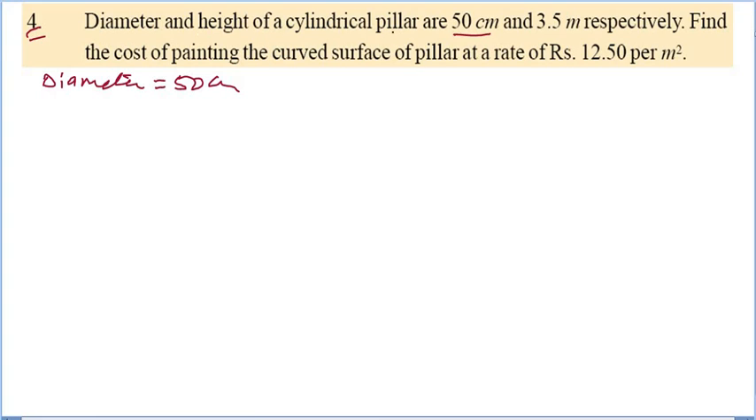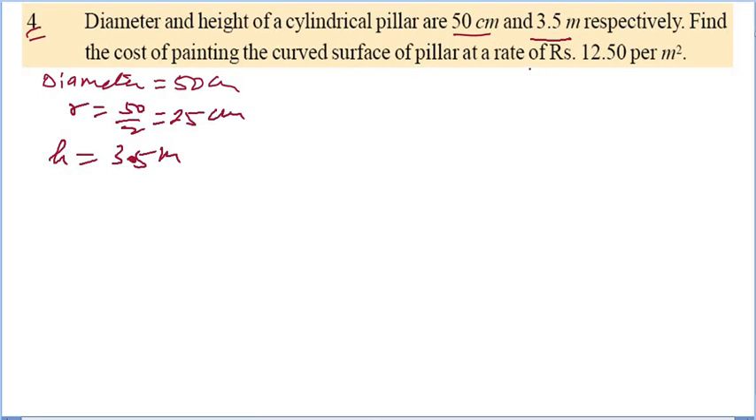The diameter of the cylindrical pillar is given as 50 centimeters. So you can find the radius: radius is equal to 50 divided by 2, and that is 25 centimeters. And the height is 3.5 meters, so h is equal to 3.5 meters. Now find the cost of painting the curved surface area.